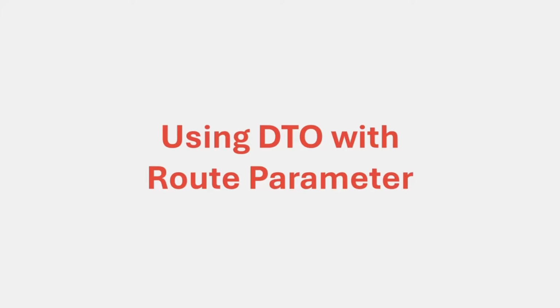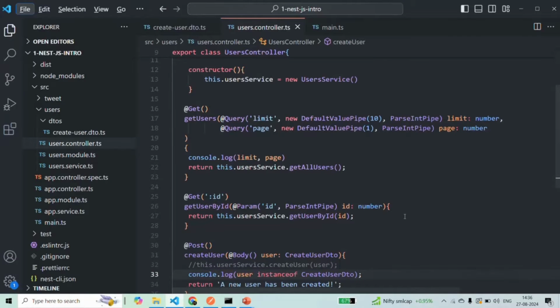So we have learned how to validate a request body by creating and using a DTO. But we can also create a DTO for validating route parameters, and let's learn how we can do that in this lecture. Now, the question is when we might want to use a DTO for route parameters. Let's understand it with an example.